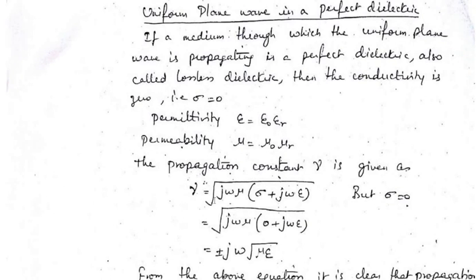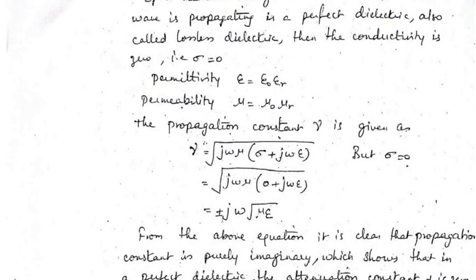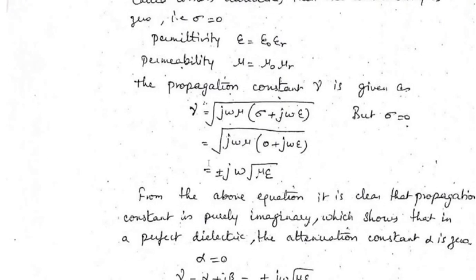Again use the equation for propagation constant, gamma equals the square root of j omega mu into (sigma plus j omega epsilon). So in place of sigma, substitute 0, as the conductivity in a dielectric is equal to 0. So we get gamma equal to plus or minus j omega square root of mu into epsilon. If you see this equation, we don't have any real term, only the imaginary term is present. That means in a perfect dielectric, the attenuation constant alpha is equal to 0.